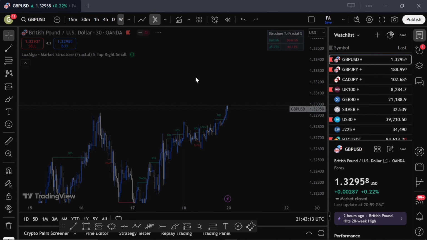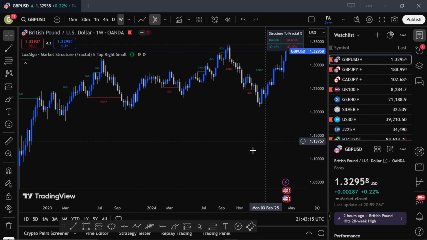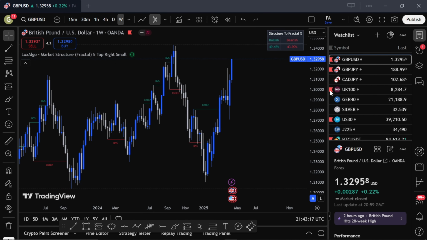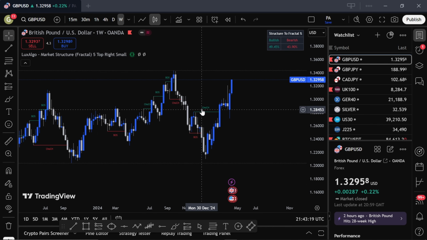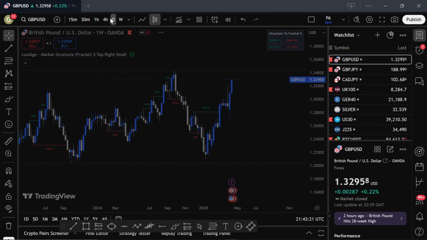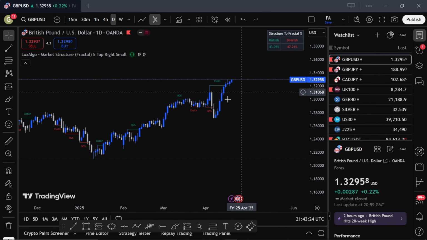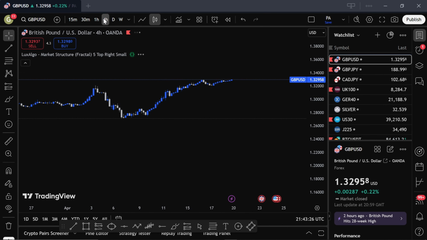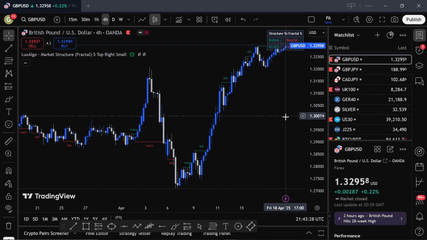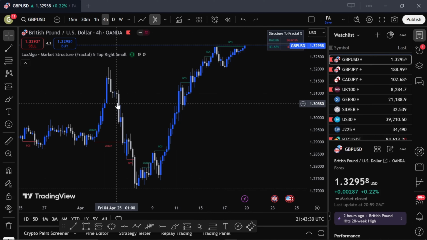Like basically, if I come over to the weekly time frame right now, you can see that they are still marked out on the weekly time frame. If I come over to the daily time frame, you can see all are still marked out. 4-hour time frame, all are still marked out.